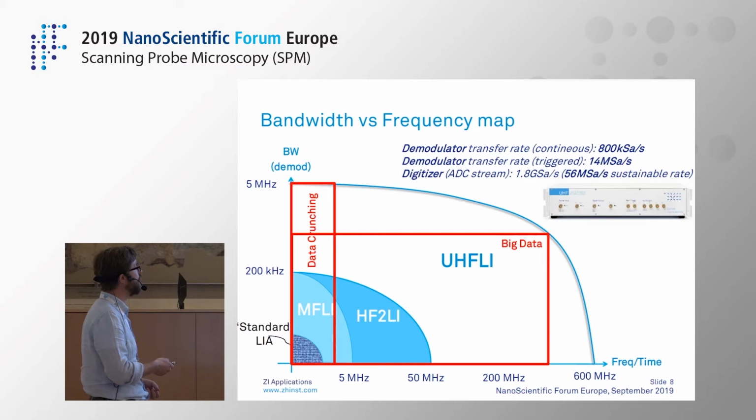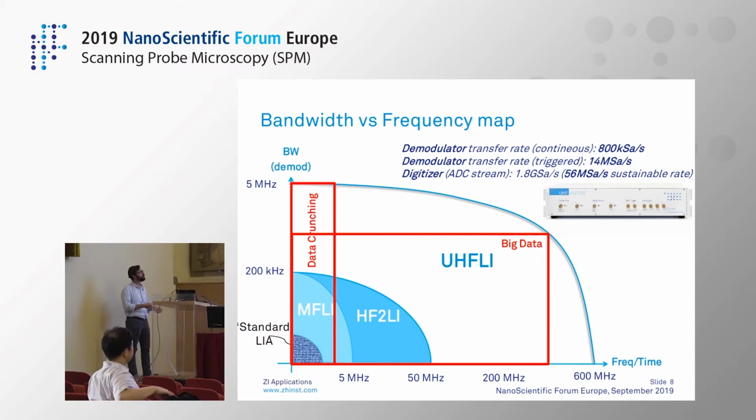So from 500 kilohertz or 5 megahertz input range up to 600. And all three instruments can be quite useful for AFM application, depending on what you are really looking at, if it's more time resolved, or if you want to do fast images. Some of the key specs are written here.